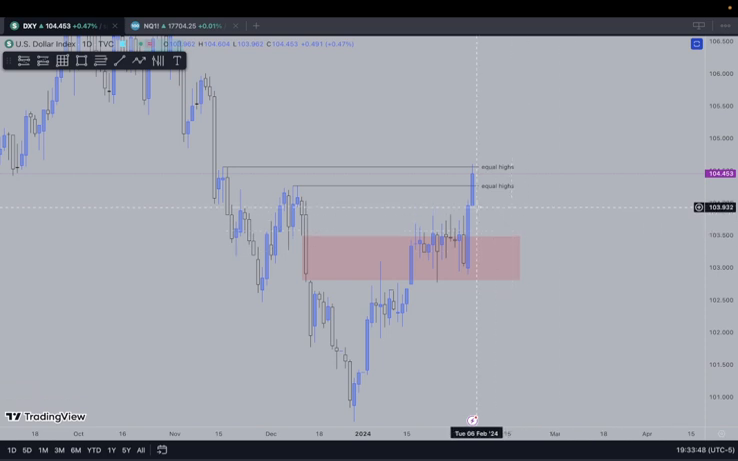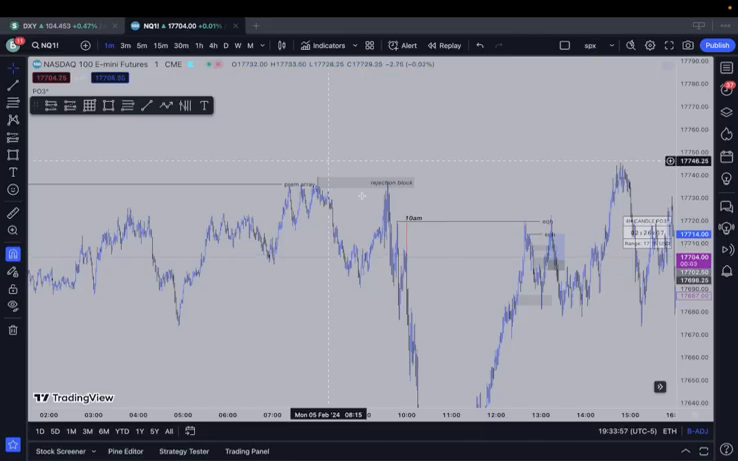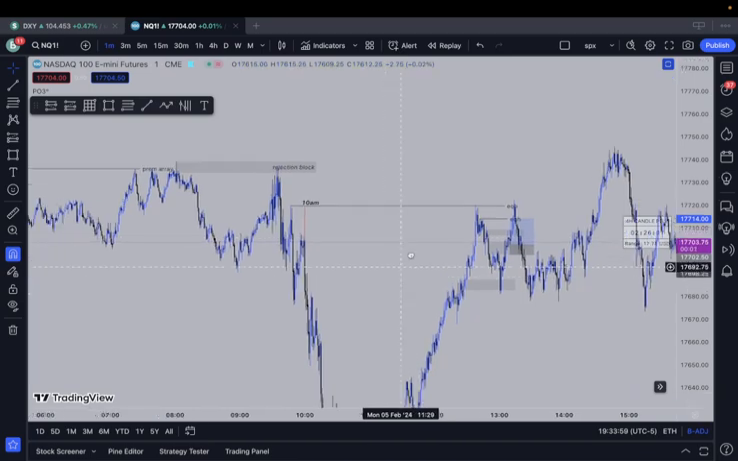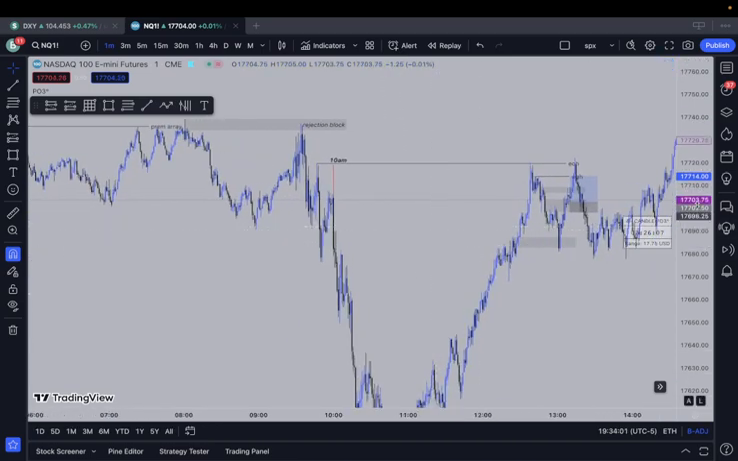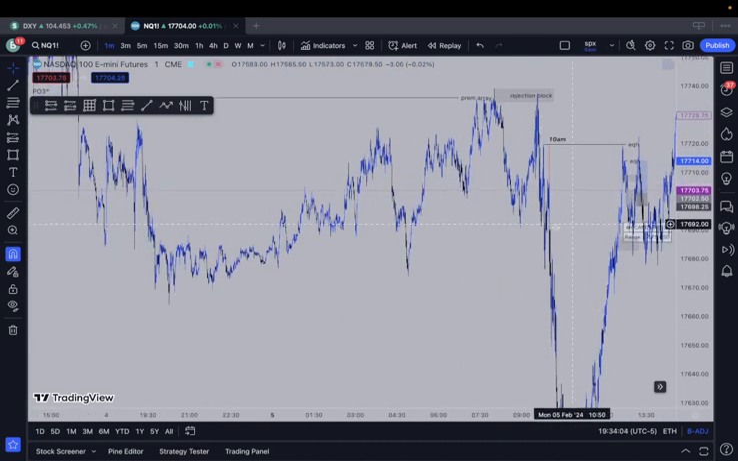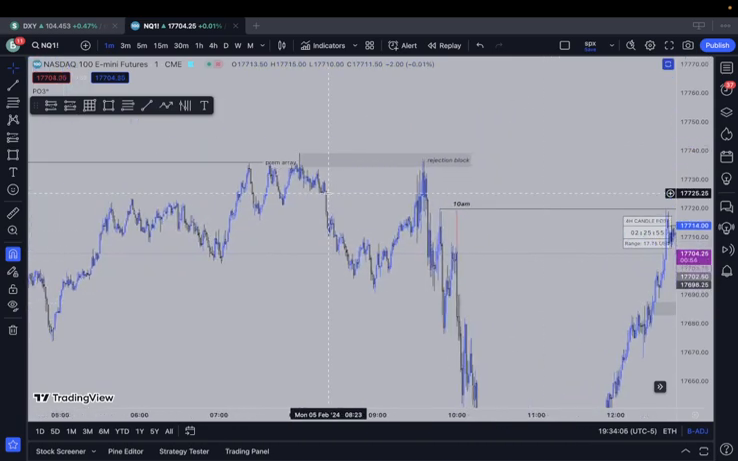So we inversed this fair value gap. We had equal highs here and equal highs here. So once we had inversed this on NQ, you shouldn't be looking for longs until we take out the draw. So at pre-market, okay, what did we do?